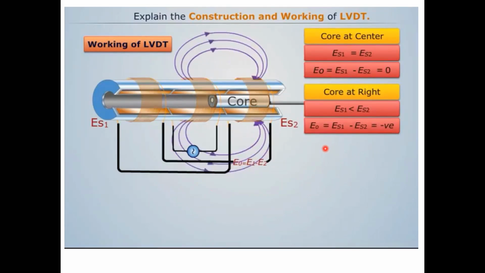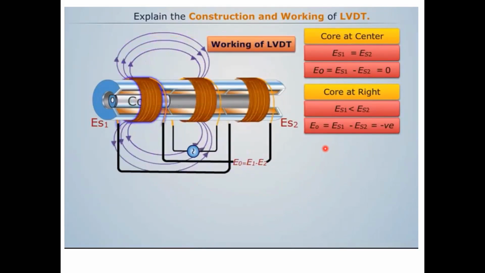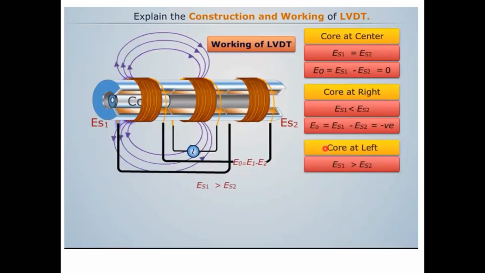Similarly, if we move the core towards the left, we see that the flux linking with coil S1 becomes greater than the flux linking with coil S2. As a result, the EMF induced in coil S1 becomes greater than the EMF induced in coil S2.